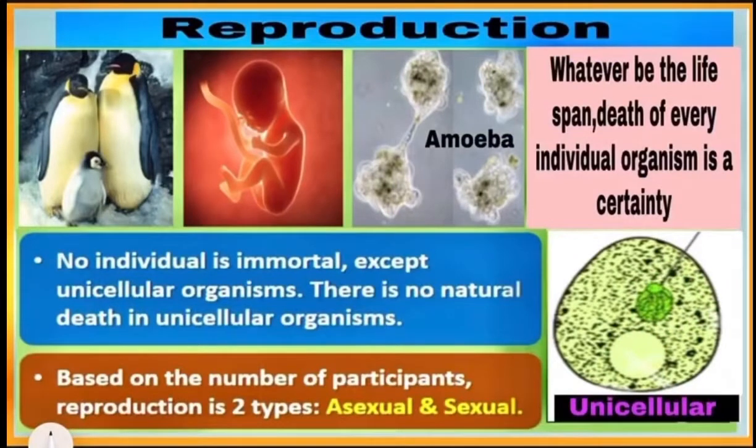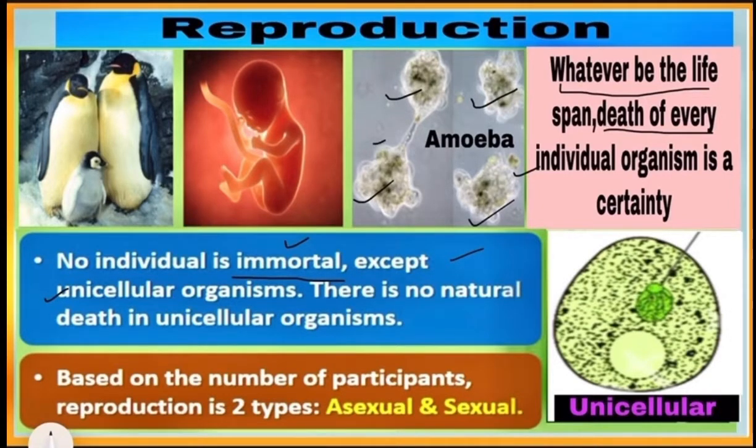लेकिन lifespan जितना भी हो किसी भी organism का, whatever be the lifespan, death of every individual organism is a certainty. No individual is immortal. कोई भी individual immortal नहीं होता except unicellular organisms. Unicellular organism like amoeba. What happens in this? You can see by binary fission, when they reproduce, the parent amoeba divides into two daughter amoebae. Thus, there is no death of parent amoeba.